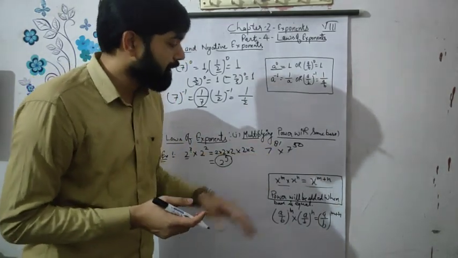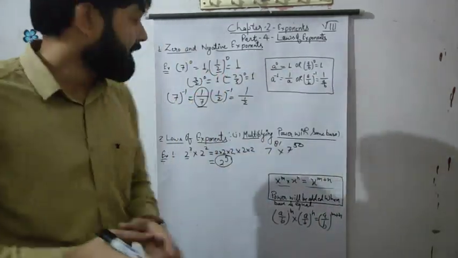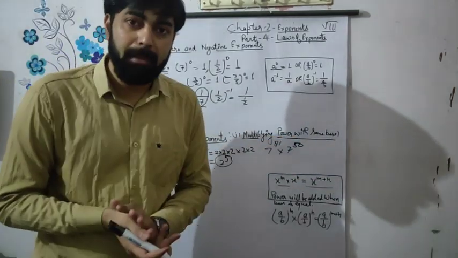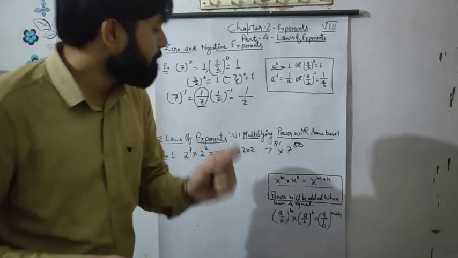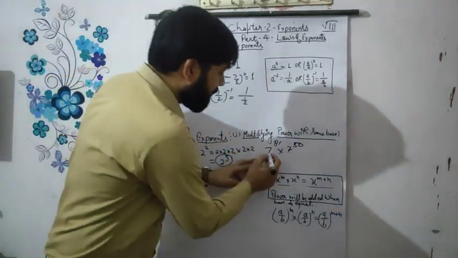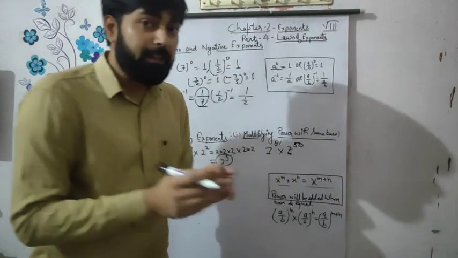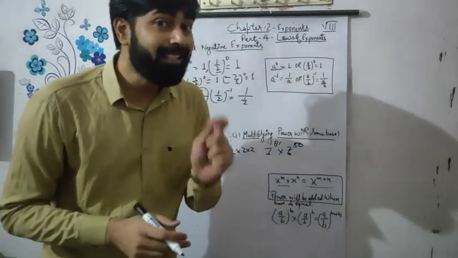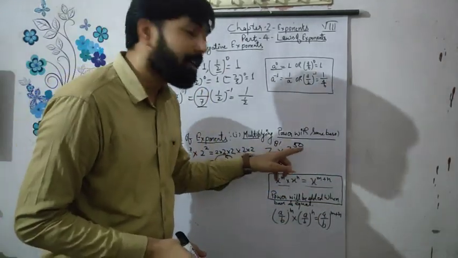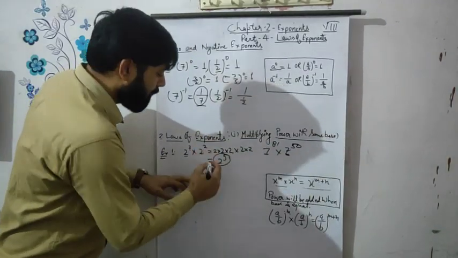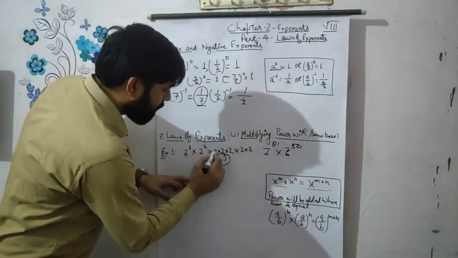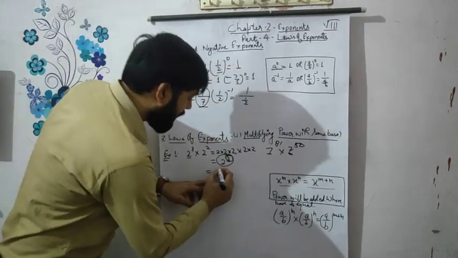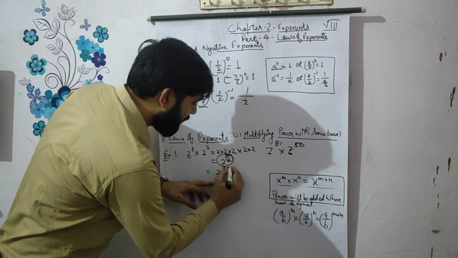So for this type of question we have some laws, the exponent laws, and the first law is multiplying powers with the same base. Firstly we match the base, and what is the base? 7. If the bases are same, then the powers will be added. Look here, first example. What happened in the first example? 3, 1, 2, 3, 2. So what happened here? 5 means 3 plus 2.